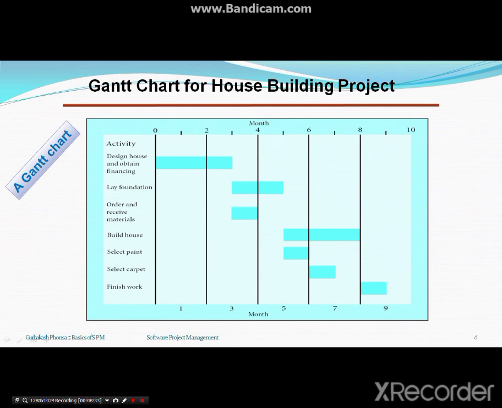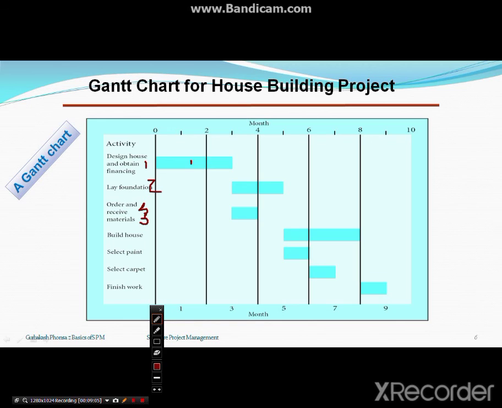What is the bar chart meaning? After one activity, what is the number one activity? Number one activity is your design activity. Okay, your design. Number 2 activity is your laying of foundation. So activity 2 can start after 1 only. Also receiving the material, activity 3, we have seen that it can start after 1 only. So it is shown over here.